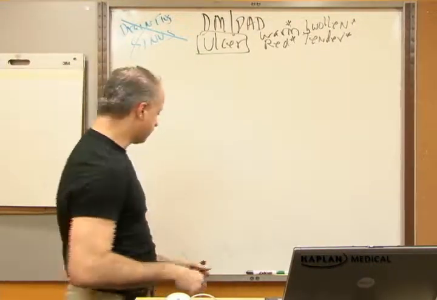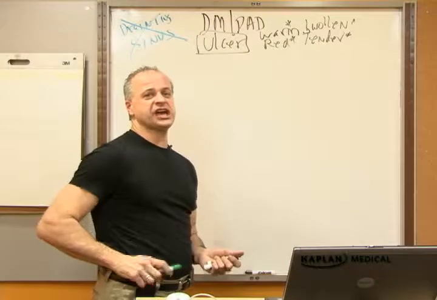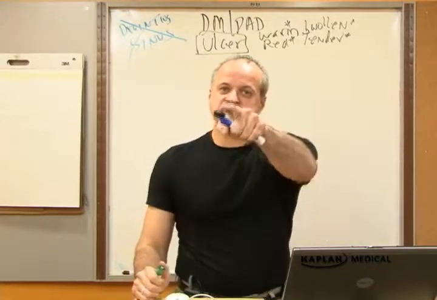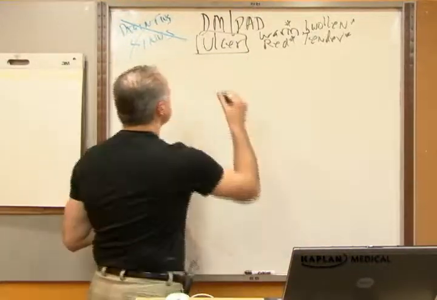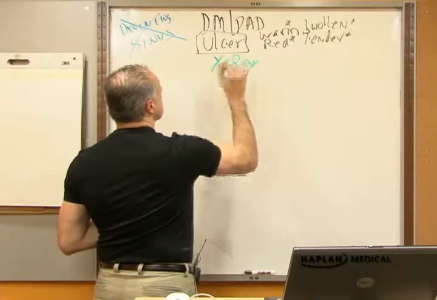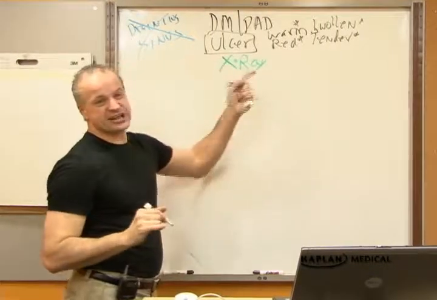What test will you do first to see if it's inside the bone? A lot of you will say bone scan. Some will say MRI. But the first test to exclude osteomyelitis is always an X-ray. Do the X-ray first to exclude infection inside the bone.